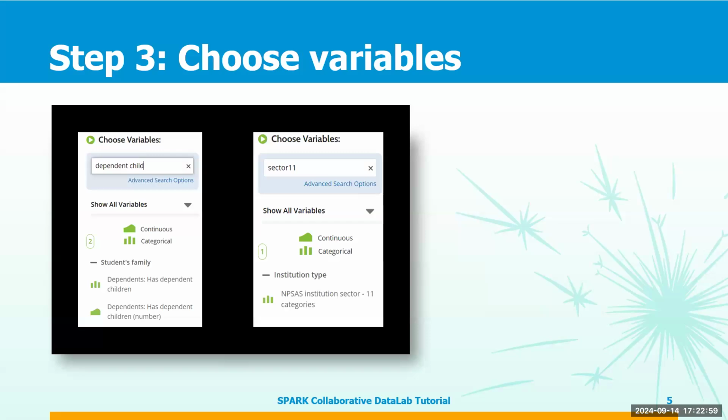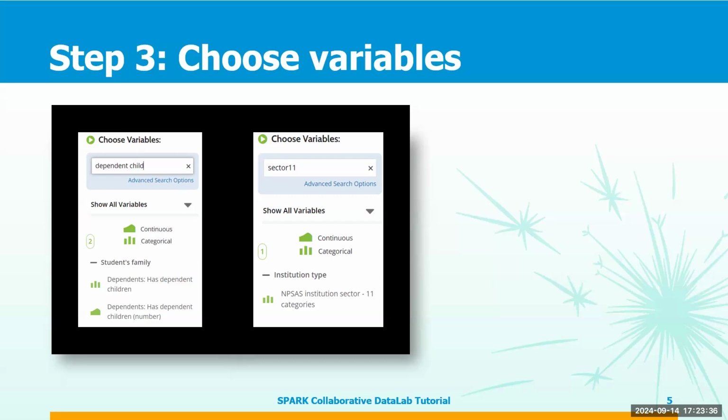Step 3. Once we've selected our analysis type, we need to find and choose variables. Variables can be browsed and chosen using the drop-down menu under Choose Variables. Variables are divided into categories such as parents and family, education program, financial aid, and many others. For this table, we will search for variables that contain data showing whether students have dependent children and what type of institutions students attended.